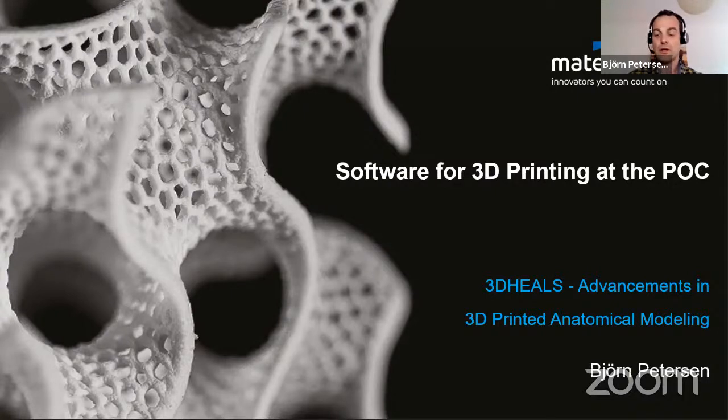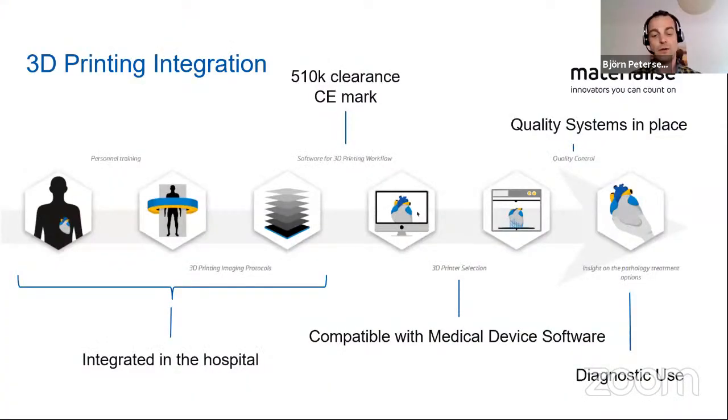Maybe it will be clearer if we look into the process of how to create an anatomical model. What you see here is an example of how we see the process of anatomical modeling for the treatment of a patient, for example. In the first steps, integrated in the hospital, you need the patient, then you need the MRI or CT data, then you have a DICOM data set, and then you give it to the software.